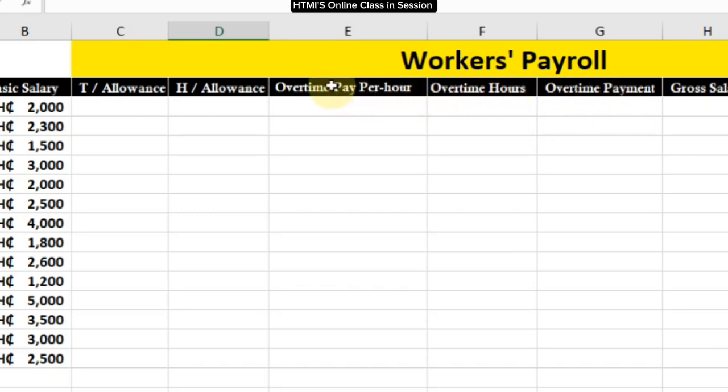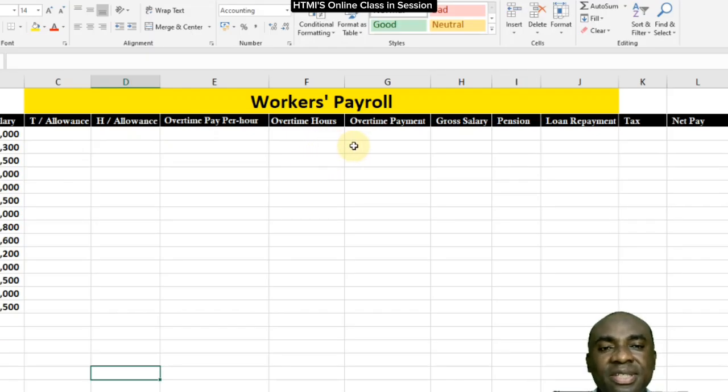The overtime pay per hour is going to be a particular amount that the company has agreed to pay per hour for overtime, and then overtime hours is the number of hours that each of the workers worked overtime in the particular month. Then this would be the multiplication of the overtime hours worked and the pay per hour. So the multiplication will give us the overtime payment. We're going to add all this together. It's very simple and interesting if you stay along.